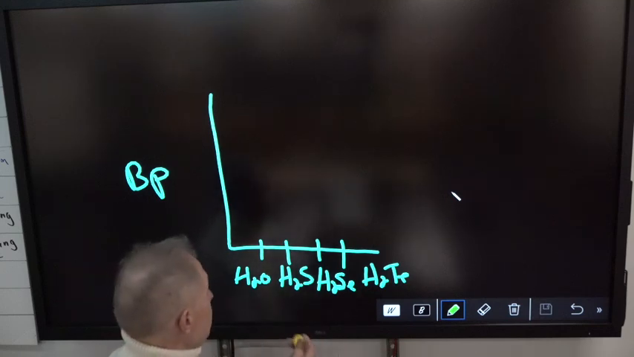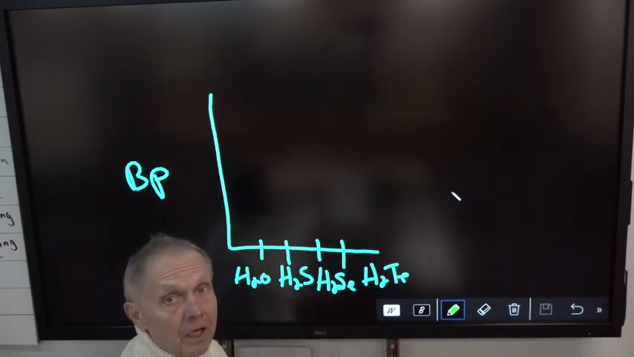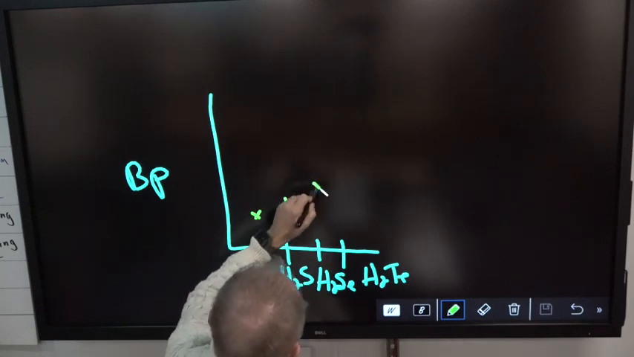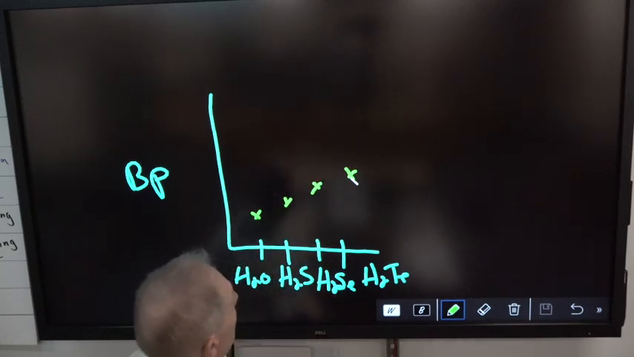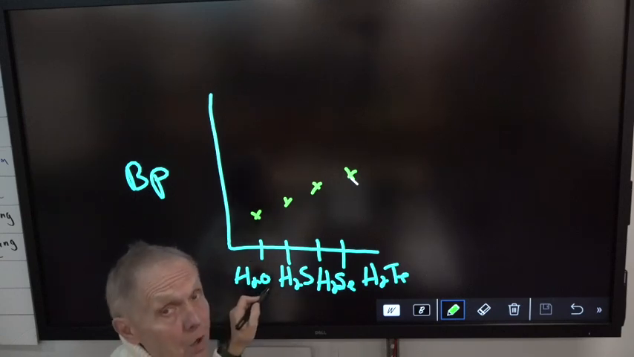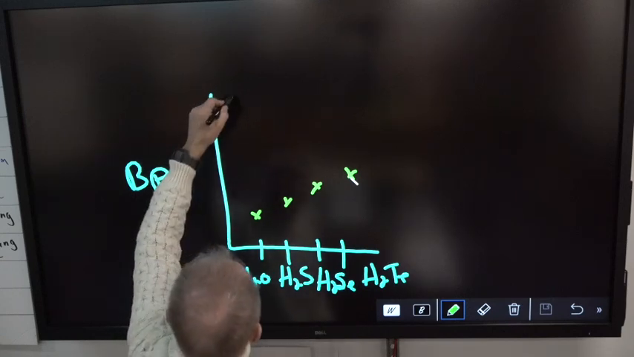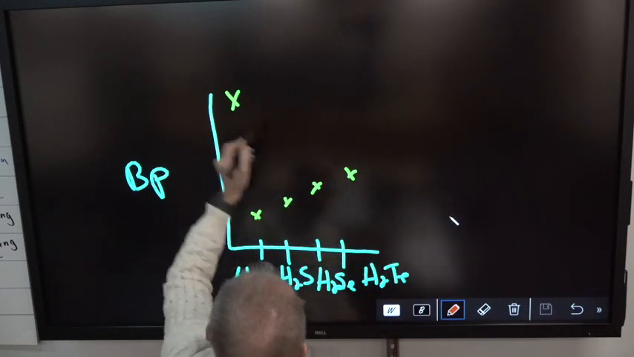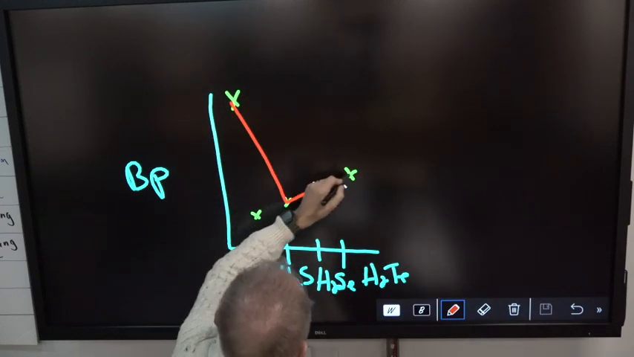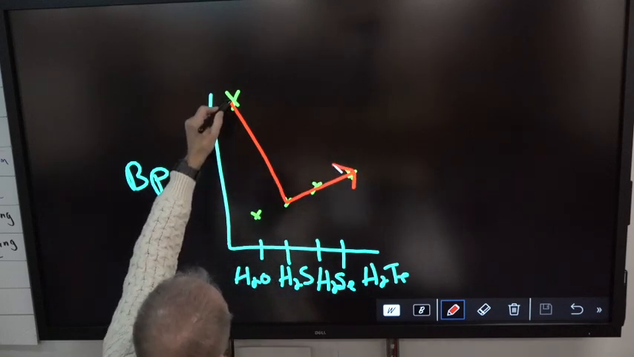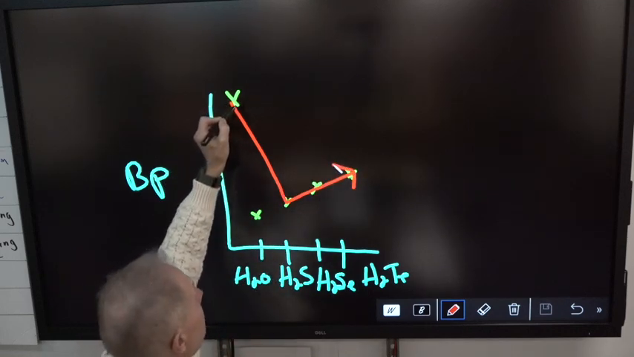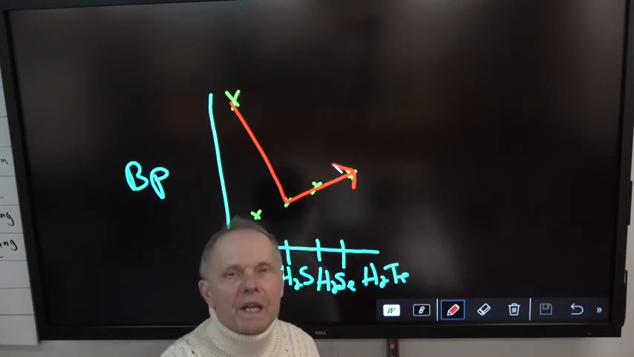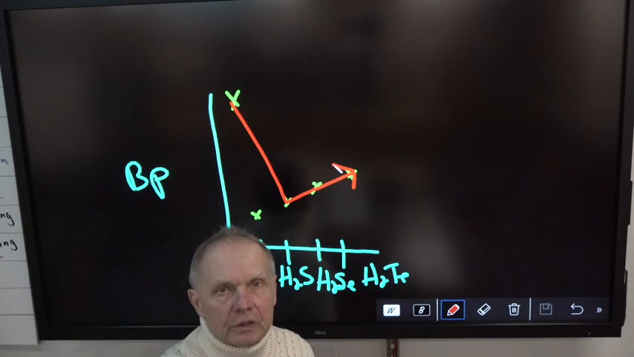Now, this is the normal way. As the substance gets bigger, it has a higher boiling point. So it should look like this. Just like that. But it doesn't, because H2O is a strong dipole, so its boiling point is way up here. So now it would go like this. So the boiling point of water is way up here due to hydrogen bonds. And then these H2S, H2Se, H2Te, they're weak polars. They don't have hydrogen bonds.